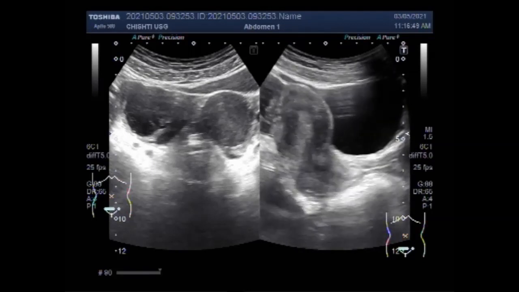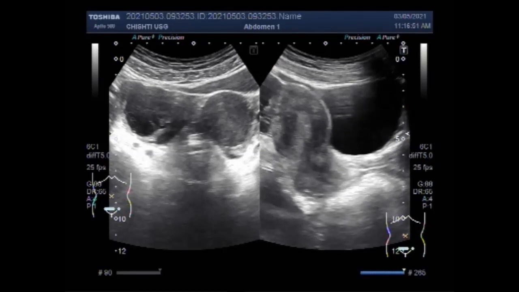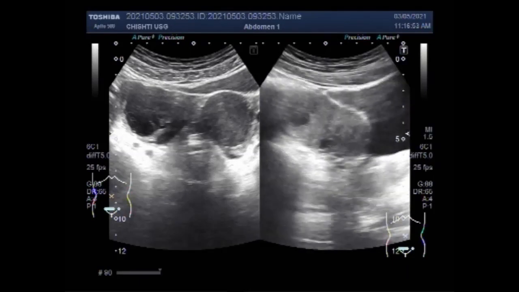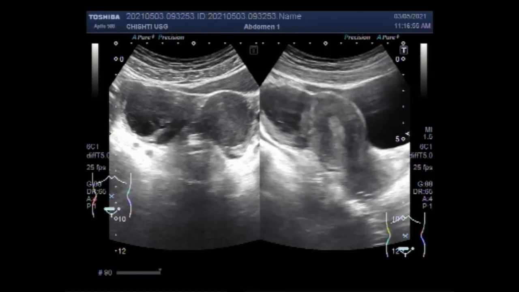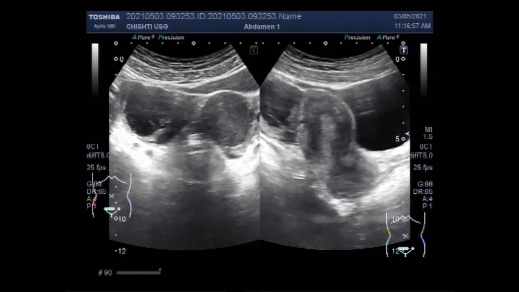Now the corpus luteal cyst. The follicle sacs typically dissolve after releasing an egg, but if the sac doesn't dissolve and the opening of the follicle seals, additional fluid can develop inside the sac, and this accumulation of fluid causes a corpus luteum cyst.